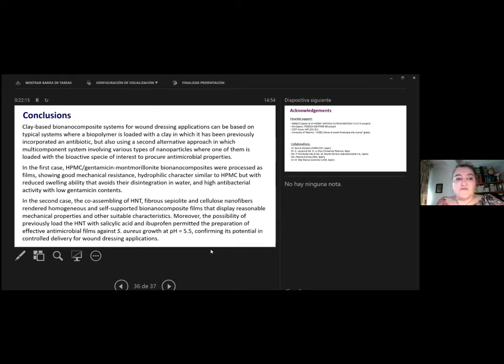So finally, just to conclude my talk, today I tried to introduce two types of bionanocomposite systems that can be used for wound healing applications. In the first one, we processed them in a classical method, the preparation of films combining the clay with the active principle in a biopolymer. And in the second case, we are trying to prepare a more sophisticated system, but that gives us more opportunities perhaps in the future to develop more specific systems for applications in this type of health uses.